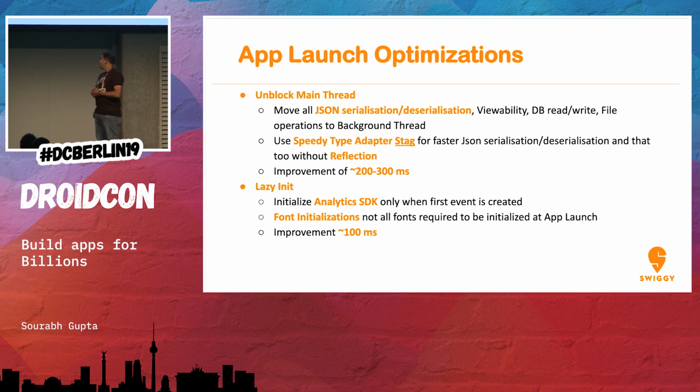Then came a library, Stack, that solved our problem. What exactly does Stack do? It creates the type adapter for all the JSON serialization and deserialization, and it avoids reflection. We have around 1,000 POJOs, and we can't write a custom type adapter for each one. Stack provides an annotation, and it is available for both Java and Kotlin. You can just use the annotation in your POJO and it will automatically write the type adapter. It does have an impact on app size because you are writing type adapters for all the POJO classes, but it has given us a benefit in app launch time. We have seen an improvement of around 200 to 300 milliseconds.